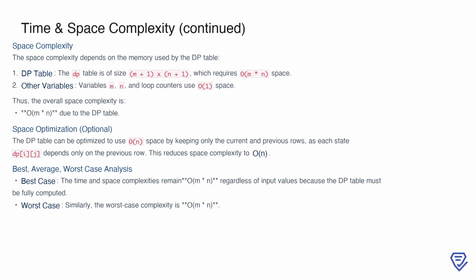However, the space usage can be optimized. Since each state DP[i][j] depends only on the values from the current and previous rows, we don't need to store the entire table. Instead, we can use two 1D arrays to keep track of the current and previous rows, reducing the space complexity to O(N). When considering the best, average, and worst cases, the time and space complexities remain O(M*N), regardless of the input, because the DP table must always be fully computed to solve the problem.